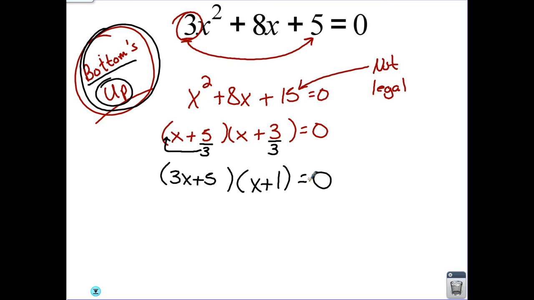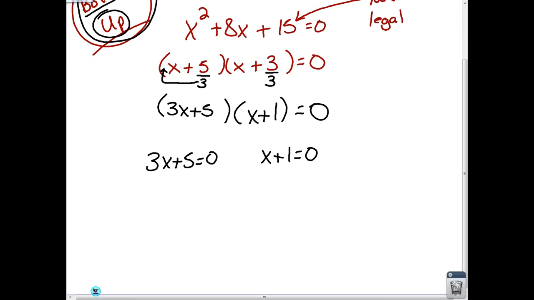And I don't know if you've ever learned trial and error, but I promise that's a whole lot faster. That's much quicker. So now we're back to what we were doing a while ago. Stephen, if 2 things multiply to give me 0, then what's true? Thank you. So 3x plus 5 is 0, or x plus 1 is 0. And then you solve each and you're done.